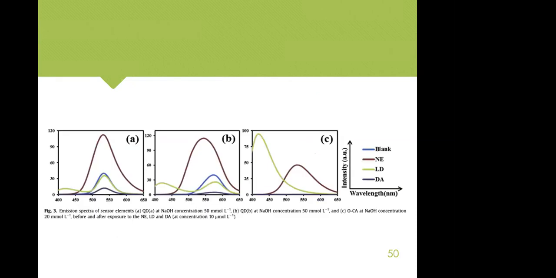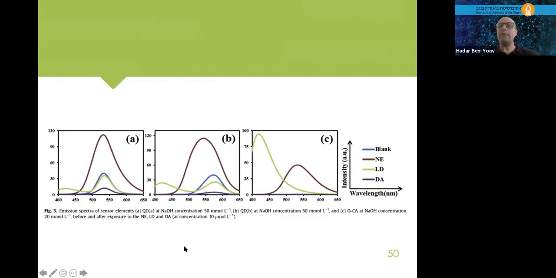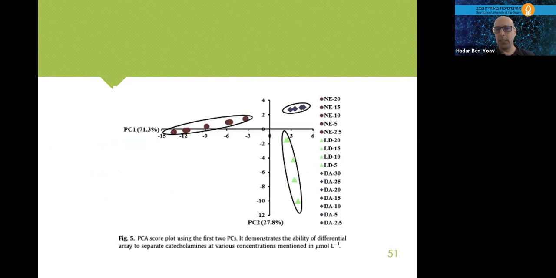Now they generated data and they measured different concentrations of norepinephrine, L-DOPA, and dopamine from each one of the sensors. And they put all the data in PCA. Remember, PCA wants to find a new type of coordinates to maximize the variability in the signal. So this is how it looks, and they showed PC1 and PC2.